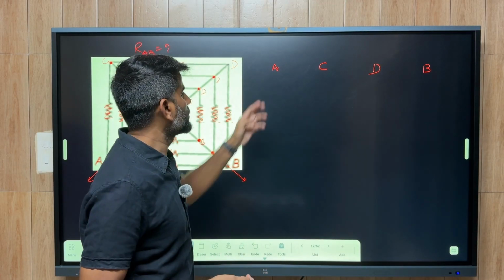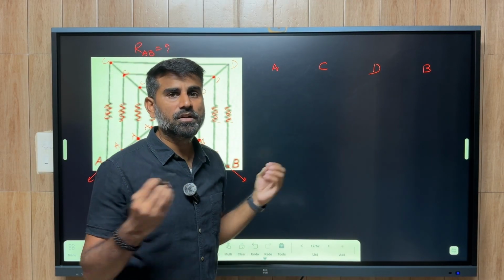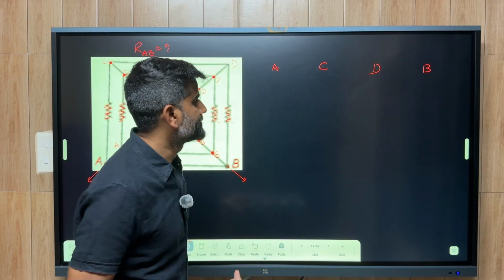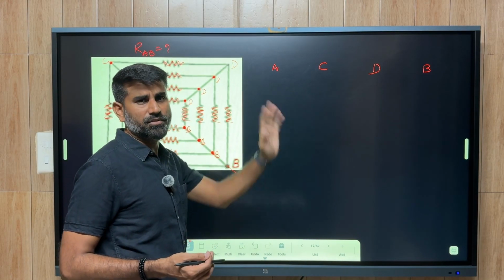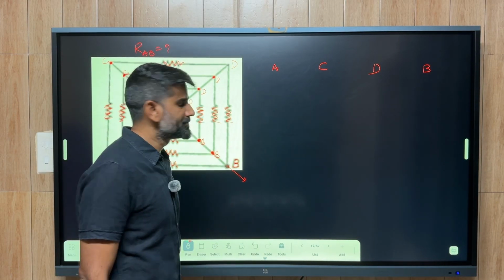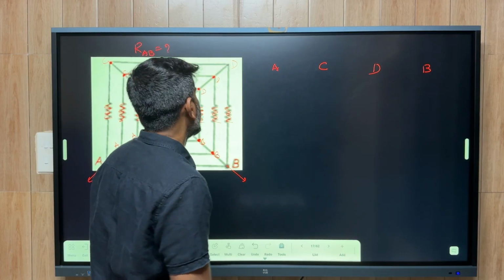Okay, for that purpose I have taken these 2 potential points at the farthest ends. The rest of the points I am placing in between wherever is necessary. Okay, right, now solve it.